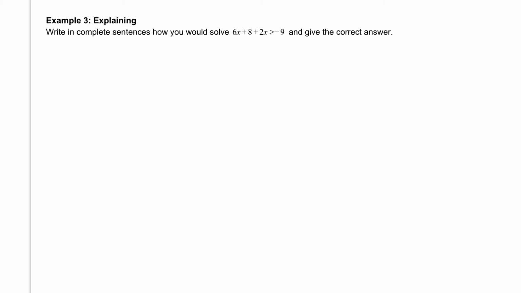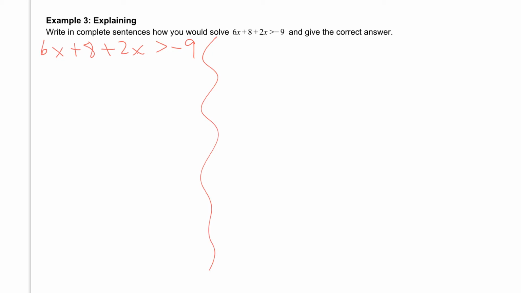In example 3, we want to write in complete sentences how you would solve 6x plus 8 plus 2x is greater than negative 9 and give the correct answer. So I'm going to go ahead and write the problem on the left. We have 6x plus 8 plus 2x is greater than negative 9, and I'm going to do my writing on the right.